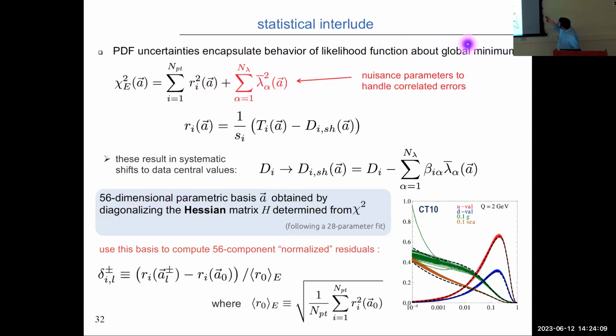But what we really do, of course, is we need some sort of likelihood function, which is typically just your good old-fashioned chi-squared. And we take a definition of chi-squared that tracks correlated systematic uncertainties via fitted nuisance parameters. And you can do many different things in the context of a Hessian fit, for instance.